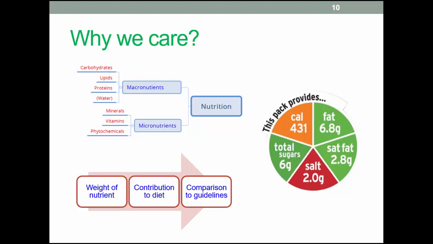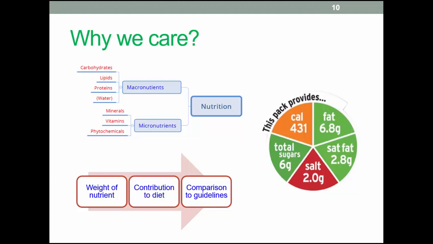So why do we care? One of the reasons obviously we care about is nutrition. So if we look at the weight of the nutrients, we consider the nutrients it contains, lipids, fats, carbohydrates, for example, think about their contribution to the diet. Then we can do some comparison to guidelines.